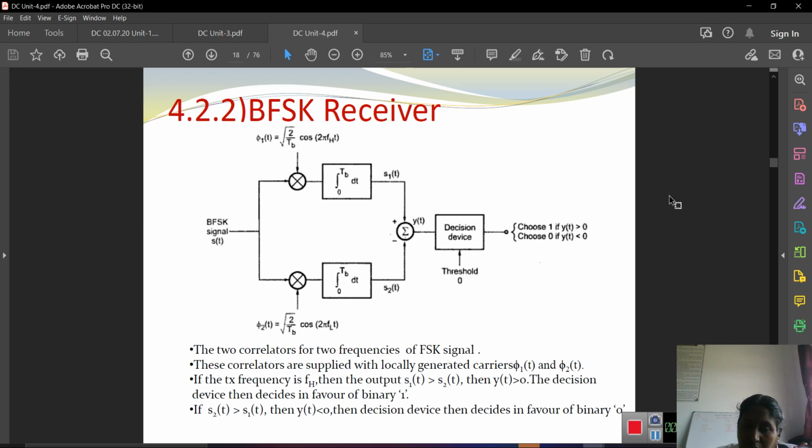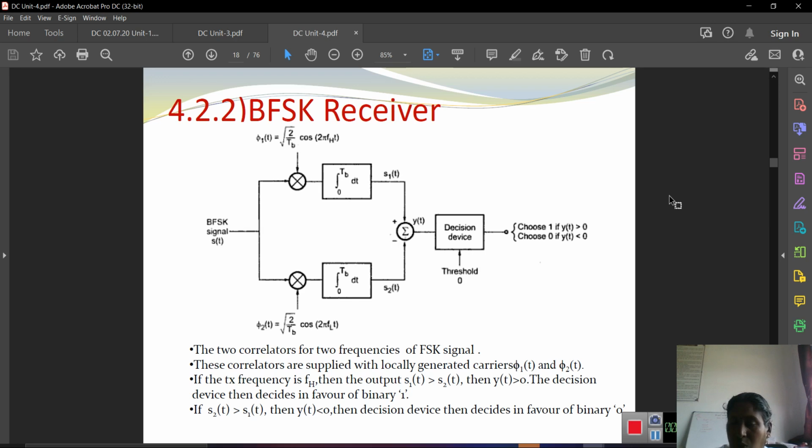The two correlators for the two frequencies of the FSK signal are supplied with locally generated carriers phi 1 of t and phi 2 of t. If the transmitting frequency is F_H, then the output S1 of t is greater than S2 of t, so Y of t is greater than 0. The decision device then decides in favor of binary 1. If S2 of t is greater than S1 of t, then Y of t is less than 0, and the decision device decides in favor of binary 0.